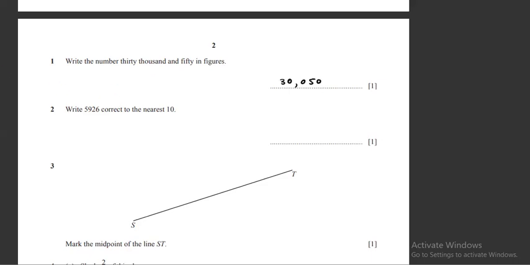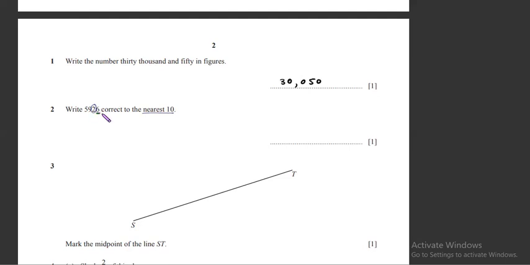The second question is, write 5,926 correct to the nearest 10. So nearest 10, so you need to circle the digit in the tens column. So this 2 is the digit in the tens column because 6 is in the ones. Then you have tens, hundreds, and then thousands. Then you circle that, underline the digit that is right next to it.